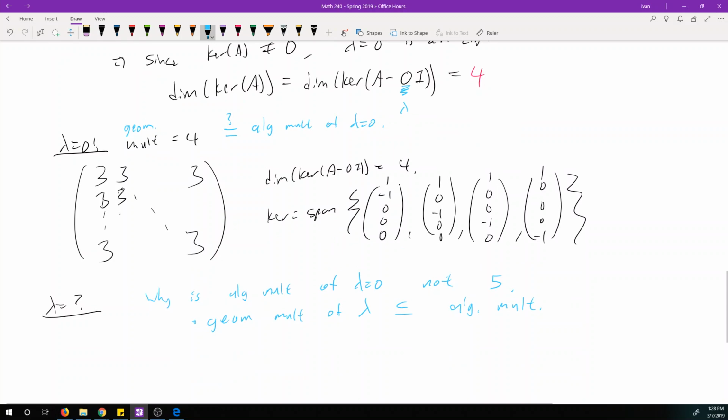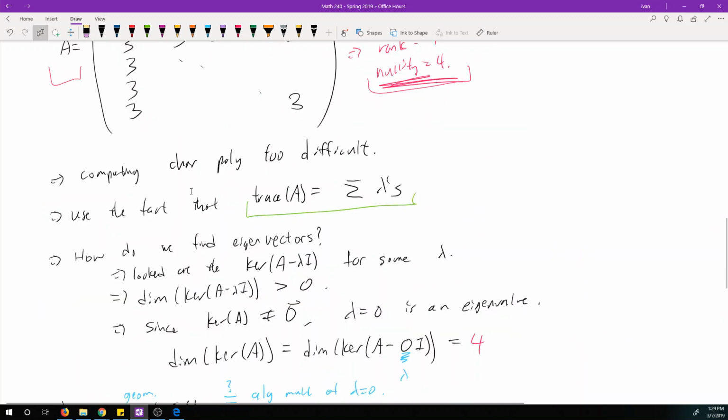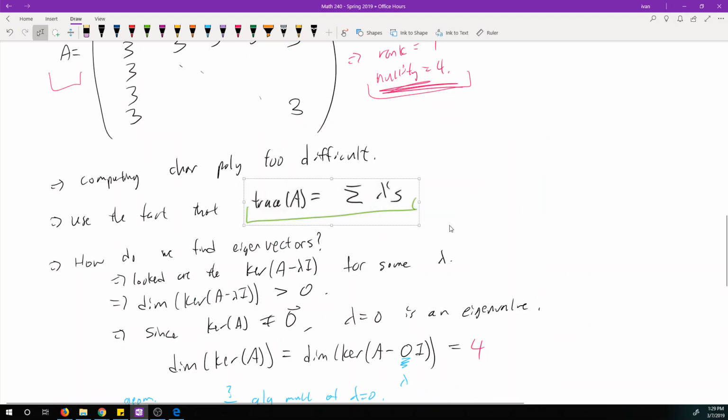So the idea is, since geometric multiplicity is less than or equal to the algebraic multiplicity, and lambda equals 0 has geometric multiplicity 4, the algebraic multiplicity can be 4 or 5. It can't be any other number because this is a 5 by 5 matrix, so the algebraic multiplicity can't be greater than 5. So here are my two choices: 4 or 5. And why can't it be 5? Well, I said at the beginning that we want to use the fact that the trace of A is equal to the sum of the eigenvalues.